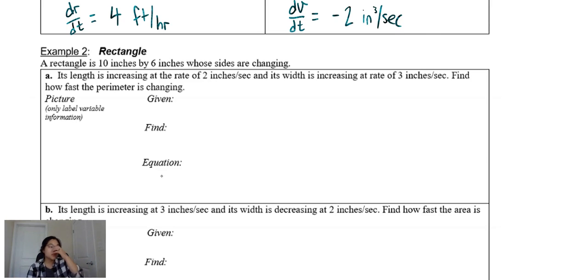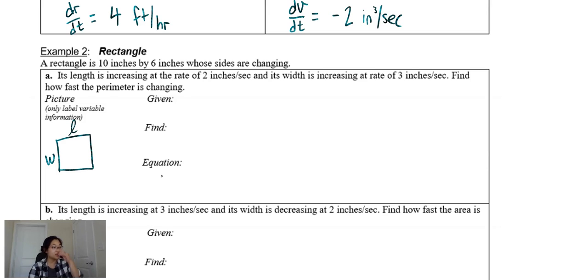So we have a rectangle that is 10 inches by 6 inches whose sides are changing. So here's my picture, rectangle, boom. 10 inches by 6 inches, but it says only label variable information. That is very helpful advice. So let's not do that. Let's do length and width.